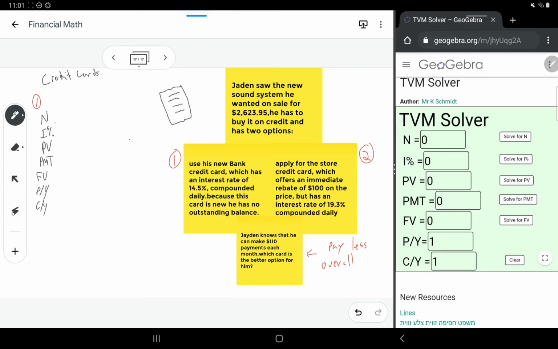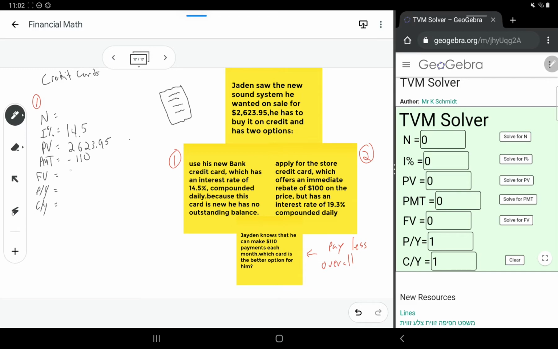We have most of this information. We don't have the term, since we don't know how long it will take to pay back until we hit the end here. Let's fill in what we can and we'll see what's missing and what we can solve for. So first with number one, the interest is 14.5%. The present value is just the value that you are borrowing on credit. So you're borrowing it, it's coming towards you, so it's $2,623.95. The payments, we know is 110, although we're paying that back, so it's negative.